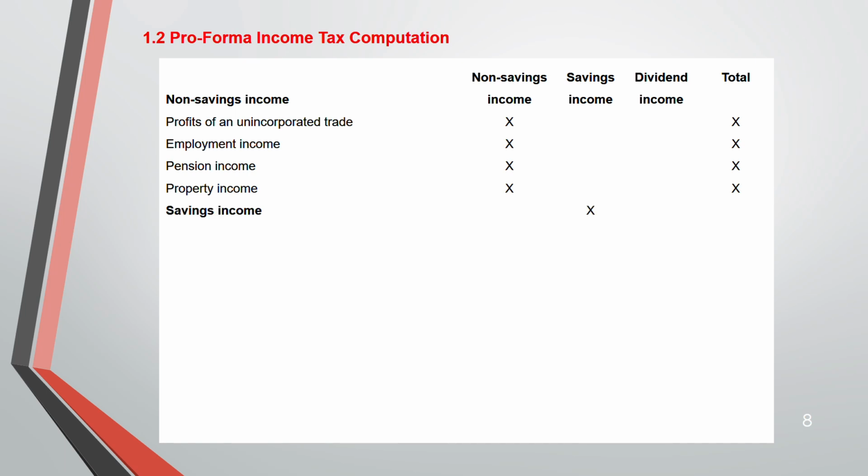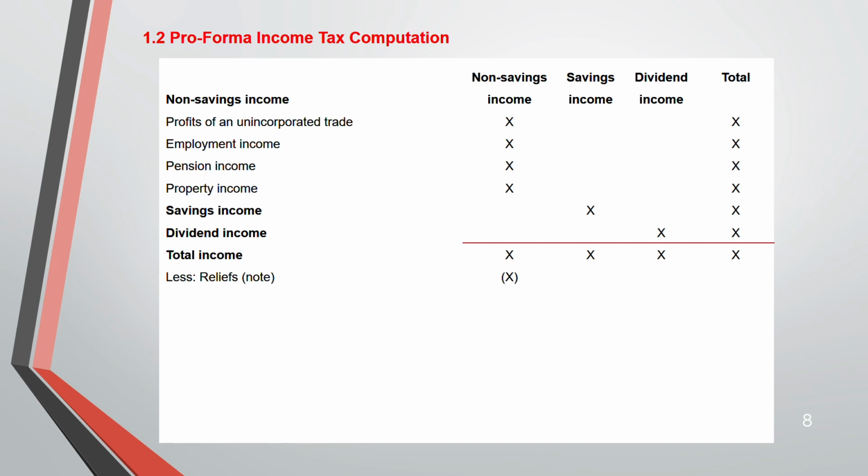Then savings income under savings, then total. Dividend, dividend, and total. Usually for savings and dividend we just have one type. But non-savings is the area on which we are going to focus more, because it has various types of income. Then total income. Write the total. Then any reliefs, there is a note to it, I will cover in the next slide. You deduct them from non-savings and total.